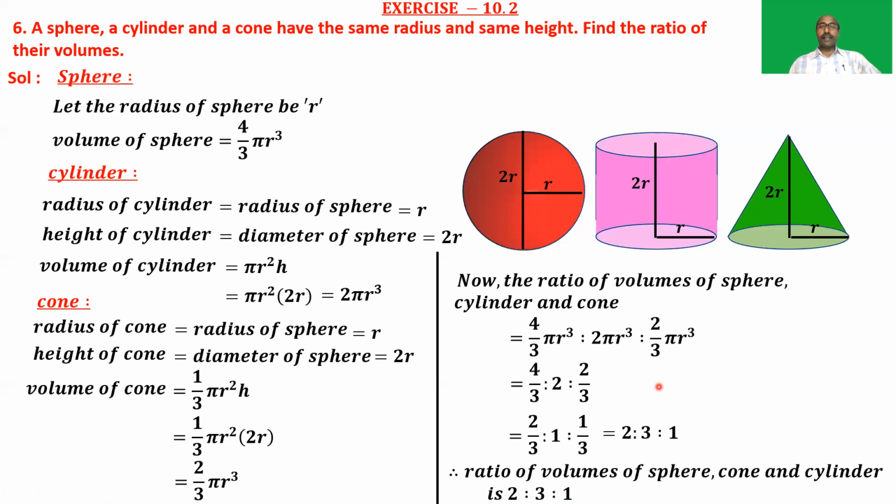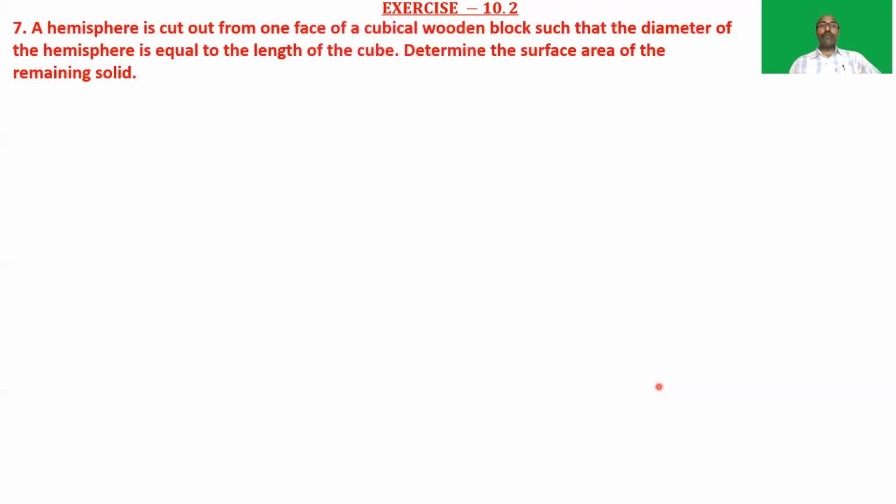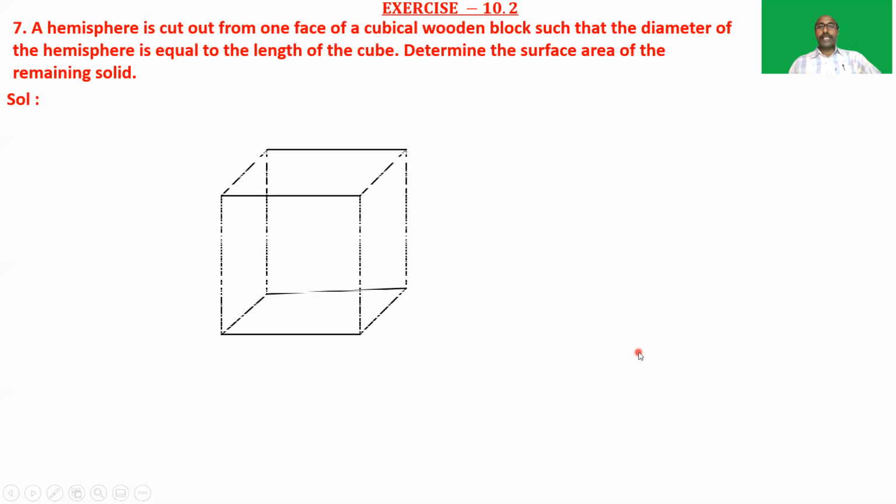Next, take the seventh one. A hemisphere is cut out from one face of a cubical wooden block such that the diameter of the hemisphere is equal to the length of the cube. Determine the surface area of the remaining solid. So here the picture is like this. It is a cubical wooden block, and a hemisphere whose diameter is equal to the side of the cube is cut out from one face of this cube.